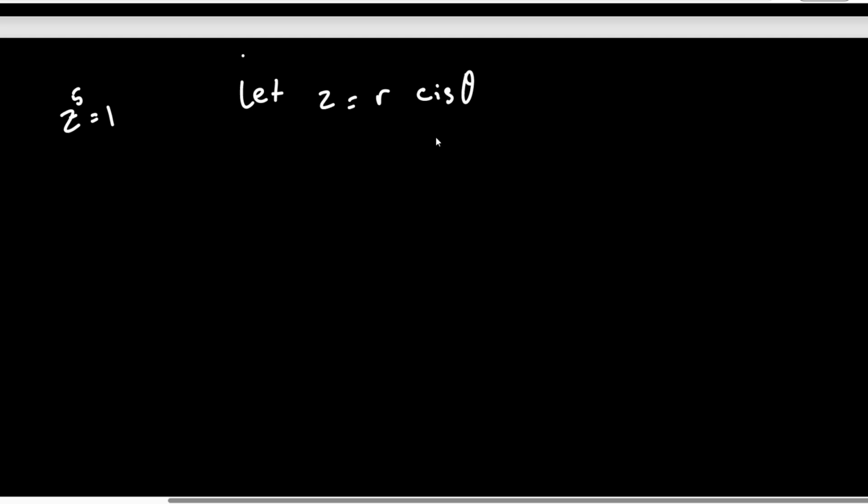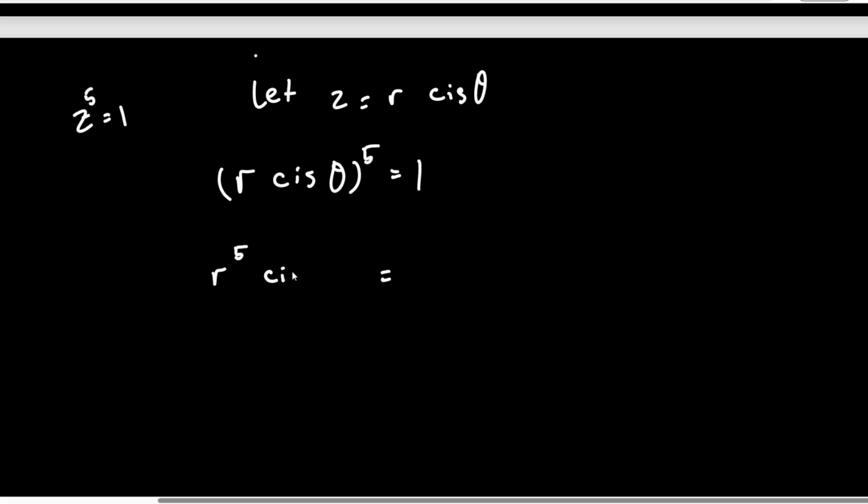Now we're just going to find r and cis of theta. So in this particular case, we know that because z is now r cis of theta, r cis of theta raised to the 5 should be equal to 1. So we can then say r to the 5, and then cis, applying De Moivre's theorem, is going to be 5 times theta, also equal to 1.